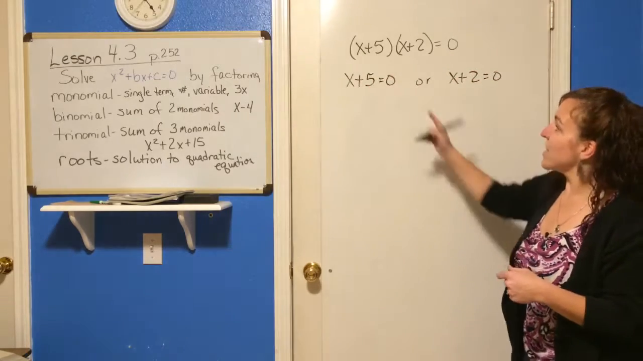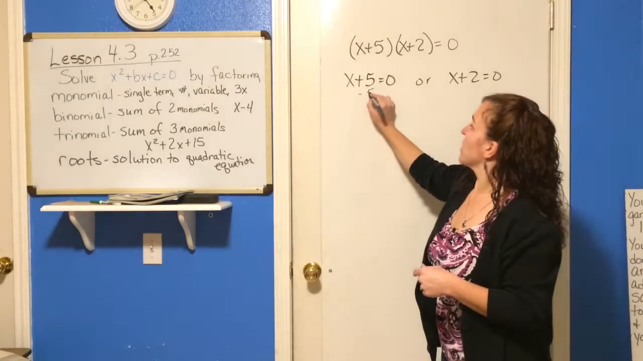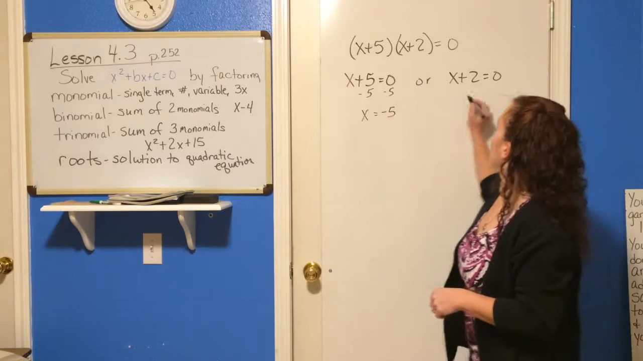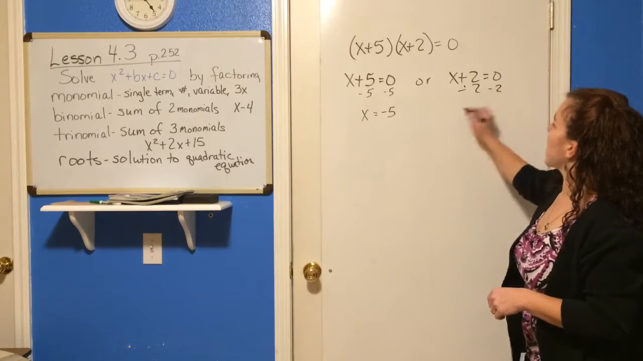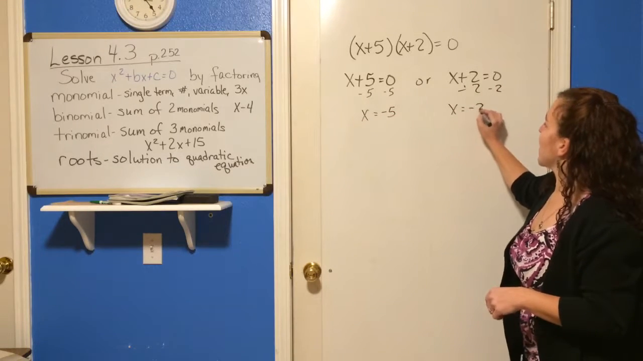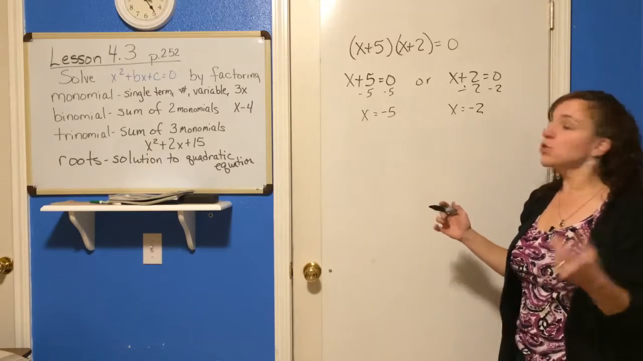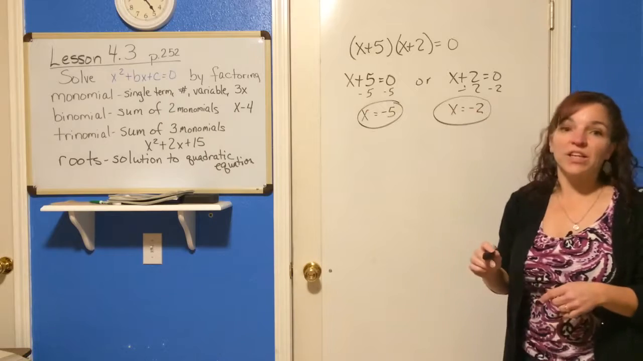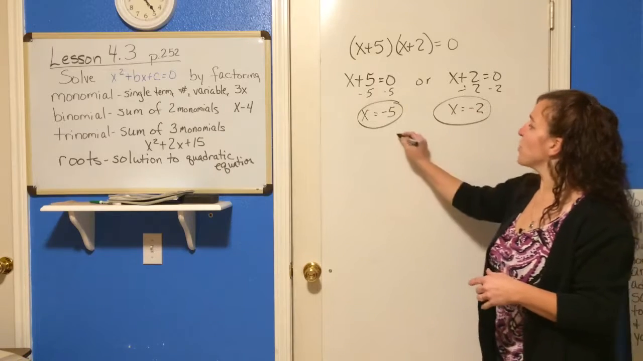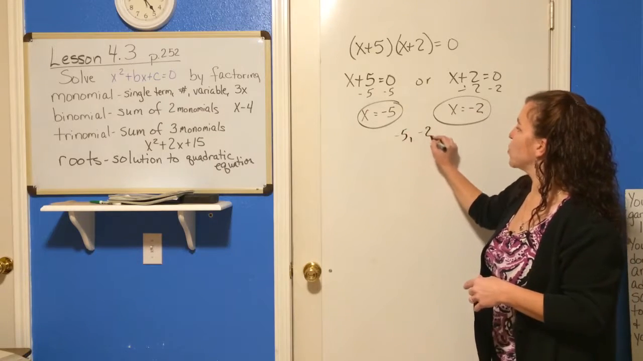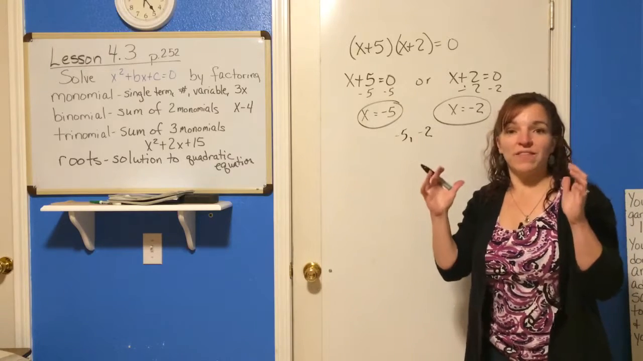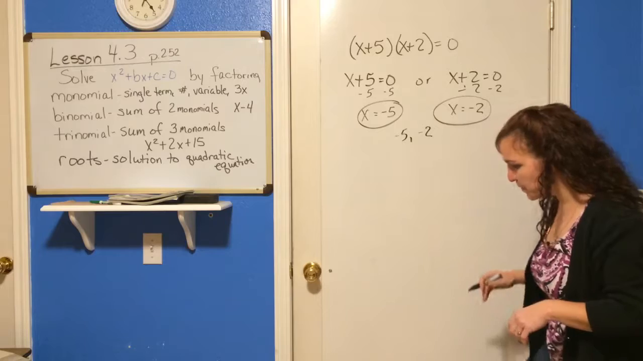Then you're going to do a quick subtract 5 from each side. So x is negative 5. Subtract 2 from both sides, or x is negative 2. So your two solutions in this case are negative 5 or negative 2. You could put that as negative 5, negative 2, but this isn't a point, so you wouldn't put it in parentheses.